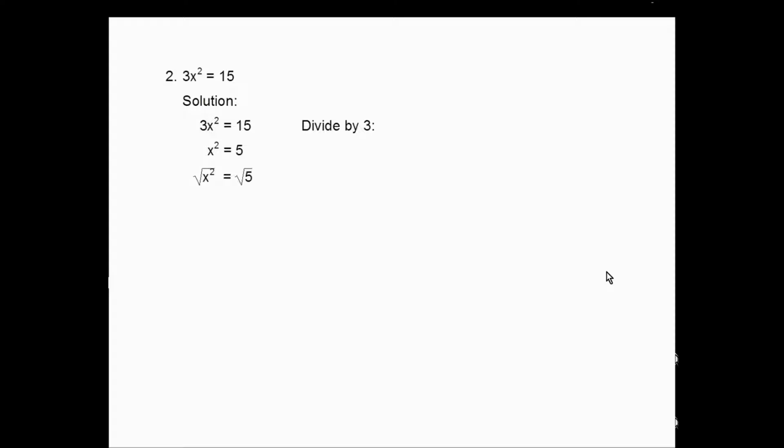Now it is just like number 1. Take square roots. Square root of x squared equals square root of 5. Left-hand side becomes x. Right-hand side becomes plus or minus square root of 5. And again, if you separate them, you'd have negative square root of 5, comma, positive square root of 5. Number 3, I've got x plus 9 squared equals 13.